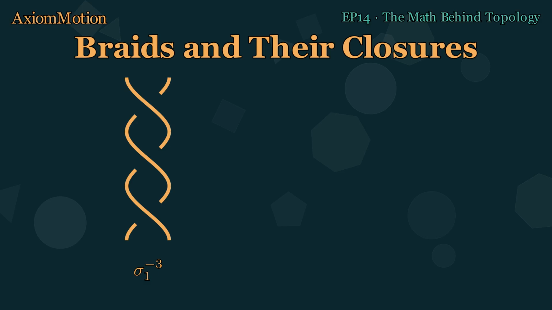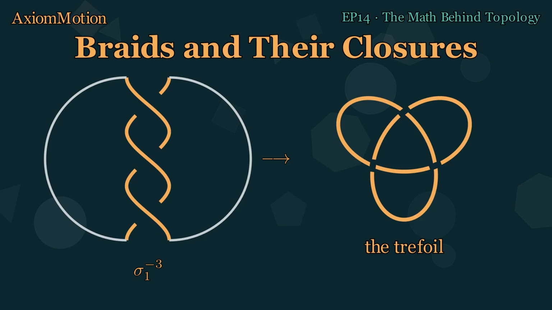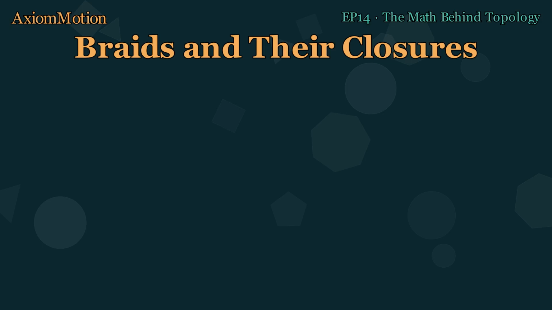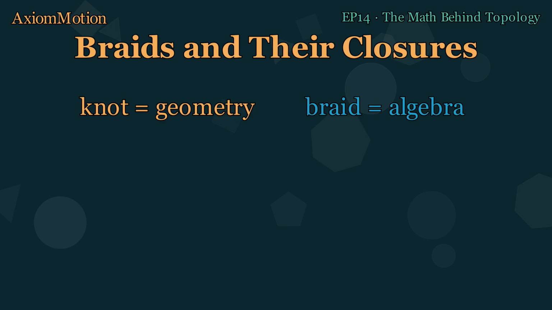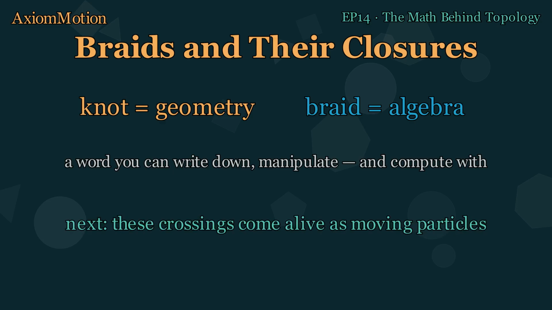Take just 2 strands, cross them 3 times the same way, and close. That short word, sigma 1 to the minus 3, is exactly the trefoil from our recap. And this is the bridge we have been building toward. A knot is geometry, a shape in space. A braid is algebra, a word you can write down and rearrange. Jones first built his polynomial from representations of these braid groups, and in a moment, those crossings will stop being symbols and start being the motions of real particles.